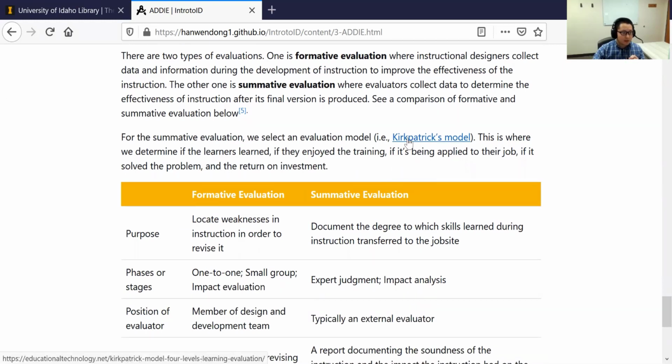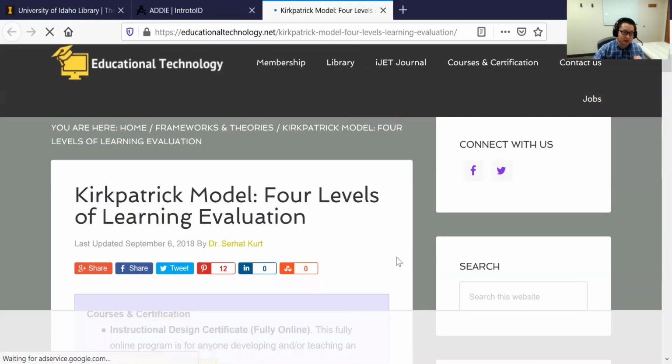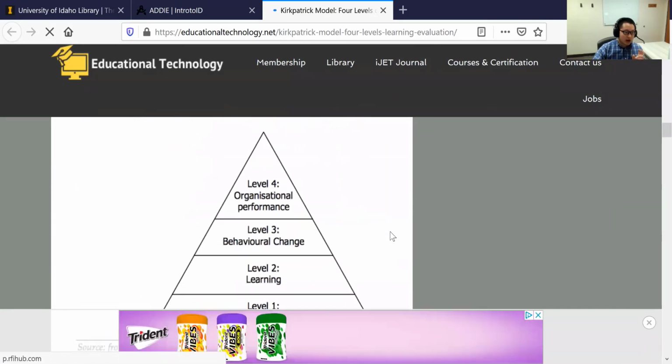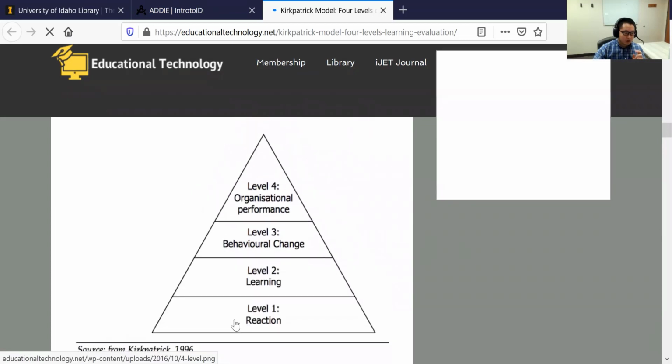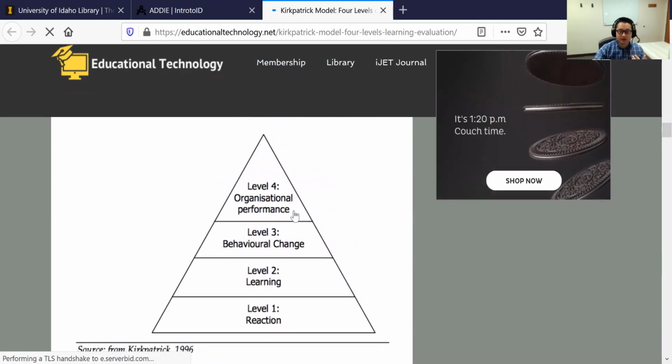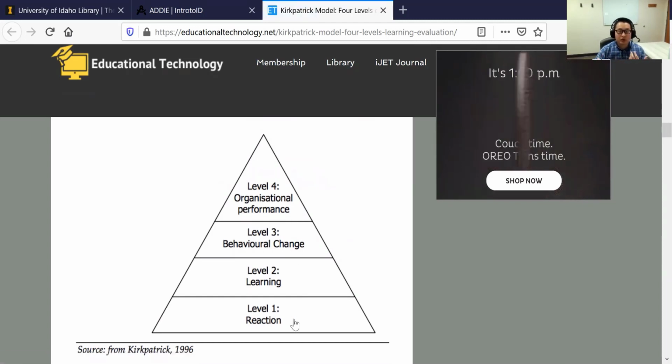One popular model for summative evaluation is the Kirkpatrick 4 levels of evaluation. These 4 levels are reaction, learning, behavior change, and performance. On level 1, we are looking at what the learners think about the training, the course, the instructor. Do they like it?